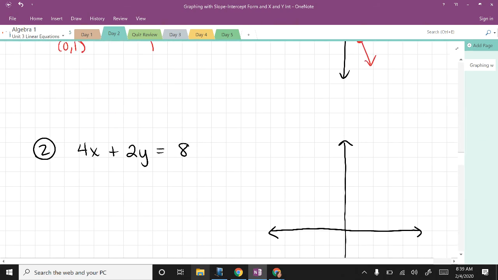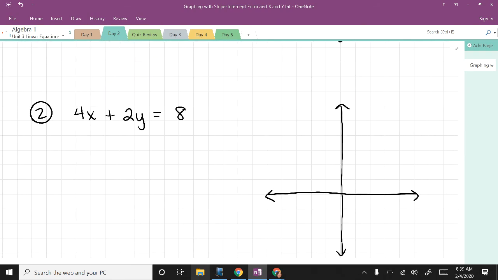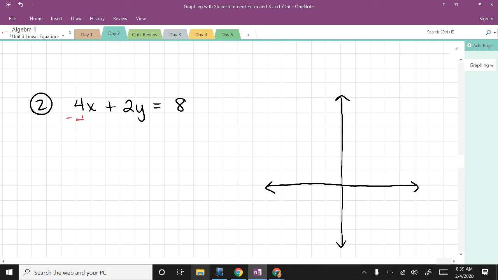All right, number 2, is that one in slope-intercept form? No. What do you have to do first to get this one in slope-intercept form? Subtract 4x. And then you get 2y equals what? -4x plus 8. Everybody okay with that? Then what do we do? Divide everything by 2. -2x plus 4. Did y'all get that simplified to y equals -2x plus 4?